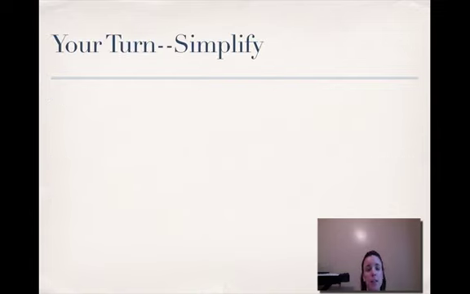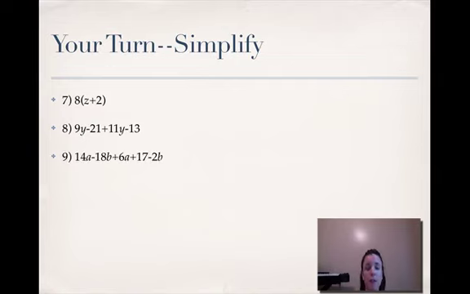Now it's your turn. Try to simplify these. Number 7 is 8 times the quantity z plus 2. So you'll use distributive property. Number 8 is 9y minus 21 plus 11y minus 13. You want to combine like terms there. Number 9 is 14a minus 18b plus 6a plus 17 minus 2b. Combine your like terms. And number 10 is 5 times the quantity negative 2x minus 7. So you want to distribute there. Go ahead and pause as long as you need to solve these on your own.